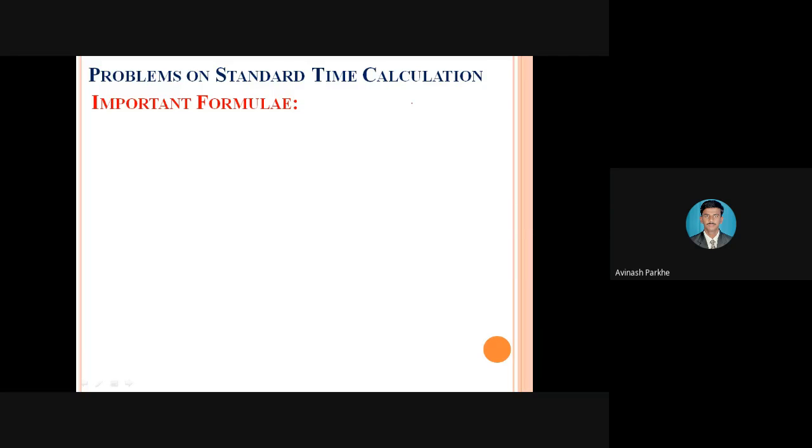We have to solve three numericals on how to calculate the standard time, and while calculating the standard time, which formulas are important. Whenever we solve problems based on standard time calculations, we have two important formulas. The first important formula is for the normal time calculation. We have a simple formula for the normal time calculation.